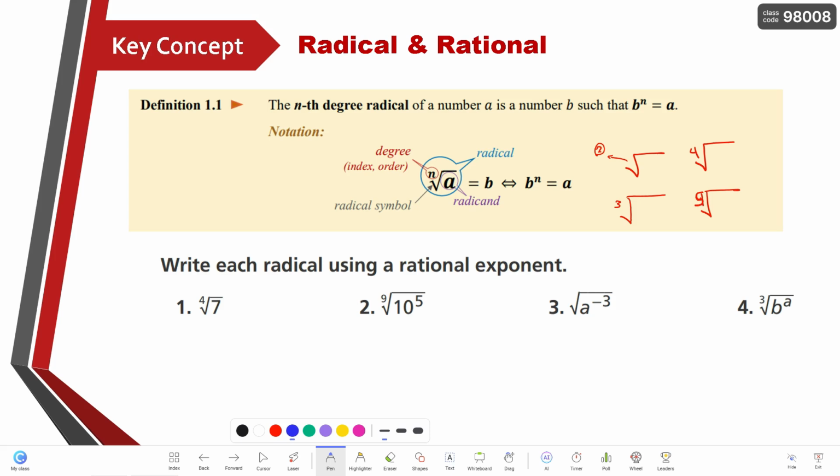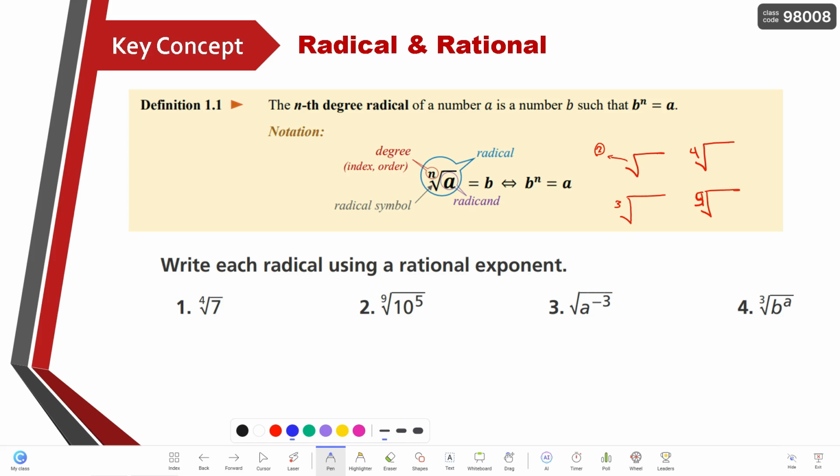This property says that if you have any radical expression equal to b, we can rewrite this by converting the radical form into the exponent form by writing b raised to the power of n, which is the index of the radical expression, and this gives you a.